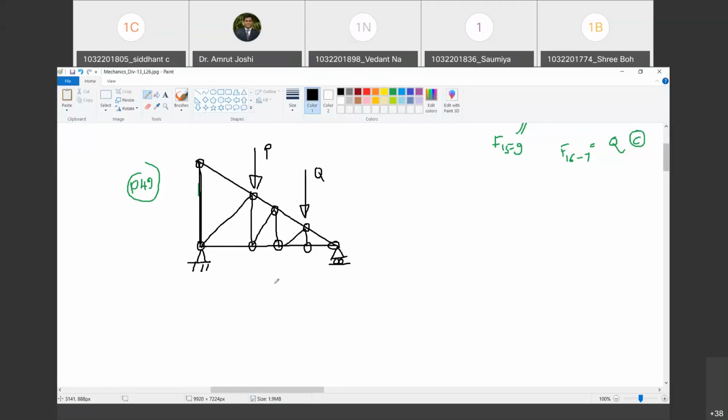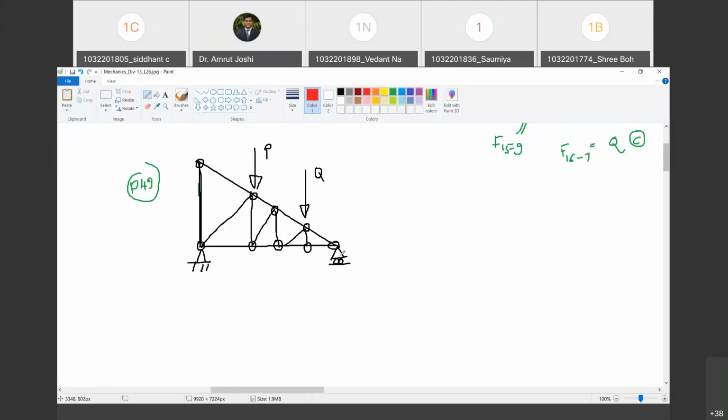Are you with me? Yes, sir. Now, can you identify zero force members first? Let us try and identify zero force members. So this joint, how many forces are meeting there in the free body diagram of this joint? 1, 2, and 1 reaction. Do you agree with me?